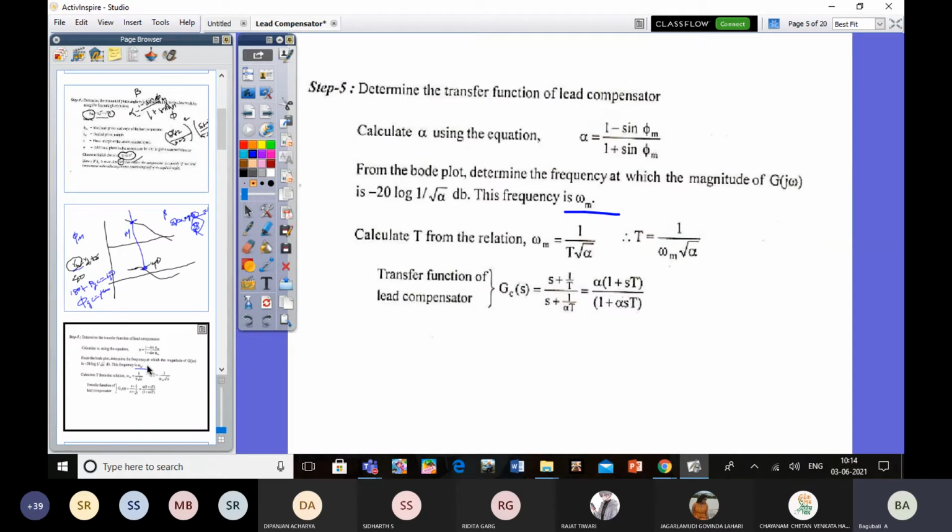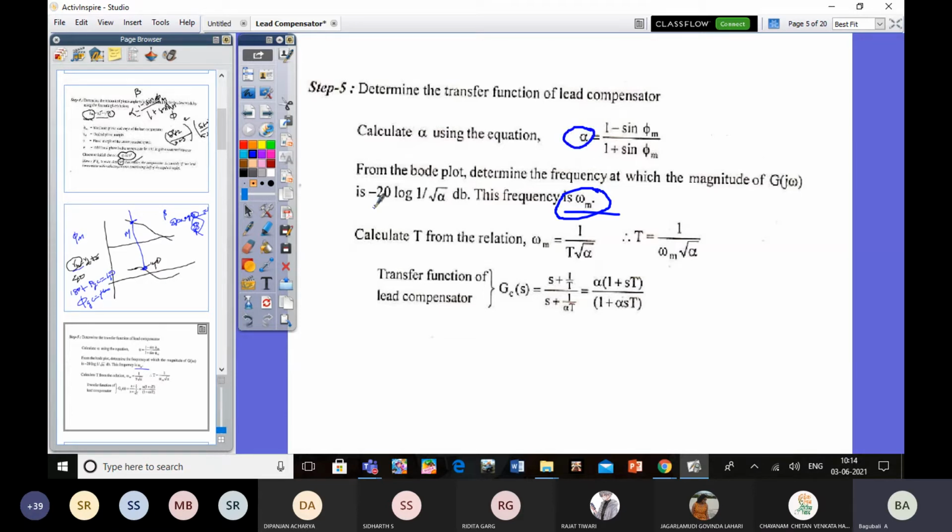That maximum phase lead angle, where it is going to provide that frequency, we can call omega m. Any doubt in that, dear? Once you have determined omega m, how do we determine the magnitude? We know the value of alpha.